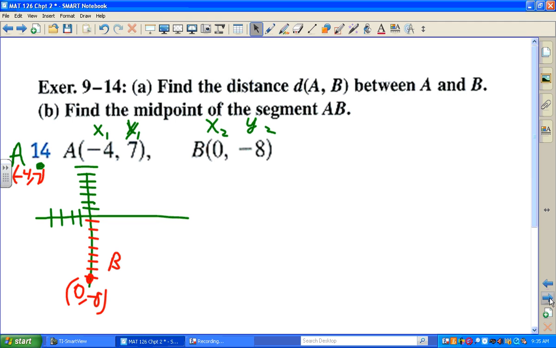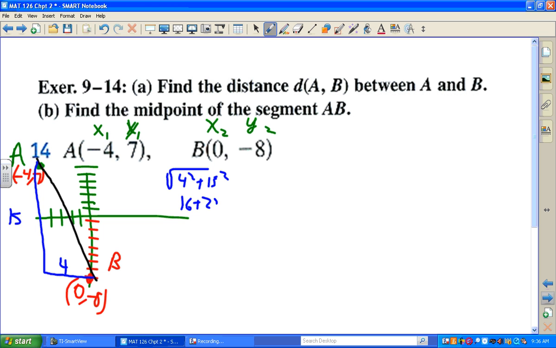How far is this segment? Oh, I love all these colors. Let me see what I got. From here to here is 15. From here to here is 4. So I got the square root of 4 squared plus 15 squared, 16 plus 225. Anybody else get the square root of 241? Nice.